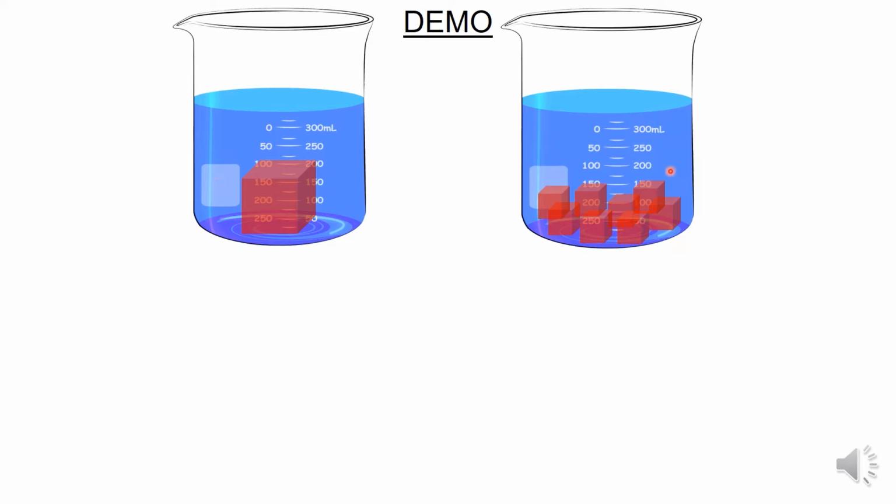And then on the right hand side, I've taken that same jelly cube, but I've cut it into 8 equal smaller cubes. Now we've got the same mass of jelly in each beaker and the same amount of water. Now, if we had this warm water and we put it on the jelly, it will dissolve. It will dissolve into the water.